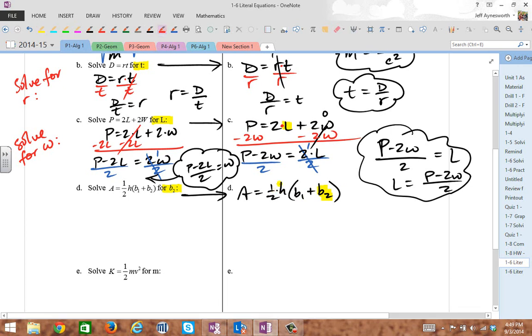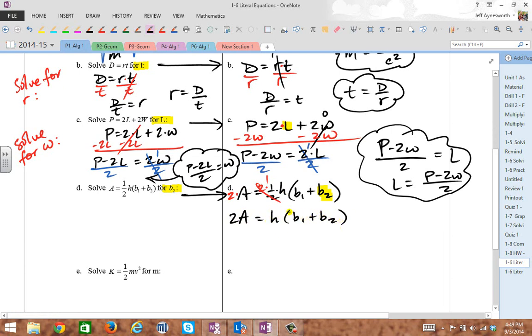So you have a choice. You could distribute through these terms, do it that way, and you'll get an answer, which would be okay. Or you can start canceling out right now, and what I like to do is multiply by the reciprocal on both sides. And the reciprocal of 1/2 is 2. So if I multiply both sides by 2, I can cancel out the reciprocals, no problem. I can get 2 times A is equal to h times b1 plus b2.